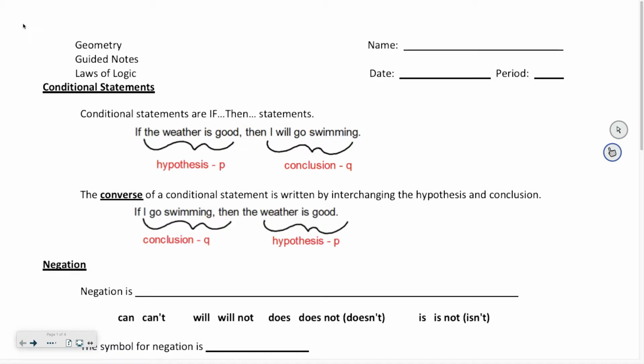So sometimes you will see this written as if P, then Q. And another way you can see that written is like this, with the arrow, and that's what that means. A P with an arrow and then a Q, that means if P, then Q.